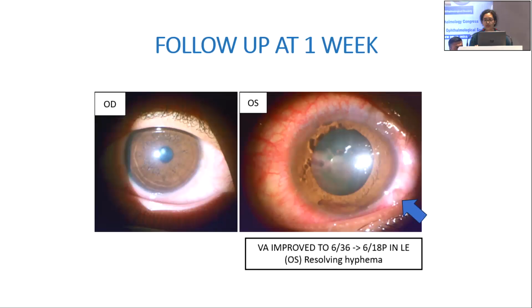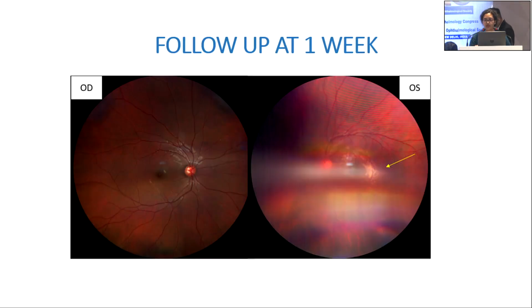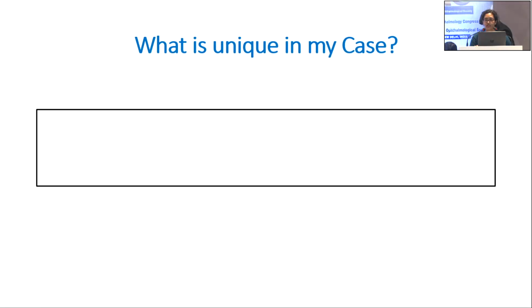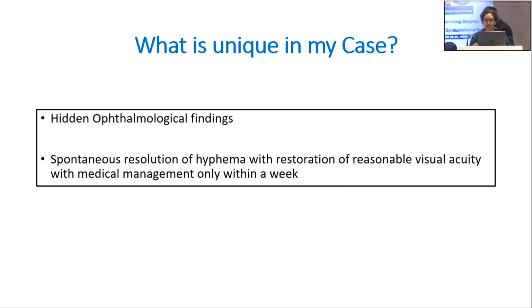At follow-up at 1 week, the visual acuity improved to 6/36, improving to 6/18 partial, and IOP also improved to 13 mmHg with resolving hyphema. On clearing of the hyphema, we could see a choroidal rupture in the left eye. So what was unique in my case was a hidden ophthalmological finding with spontaneous resolution of hyphema and restoration of a reasonable visual acuity within 1 week only. Whereas according to the ocular trauma score, the 6-month probability of getting a 6/36 vision was only 28%. We saw similar improvement in visual acuity in 1 week.